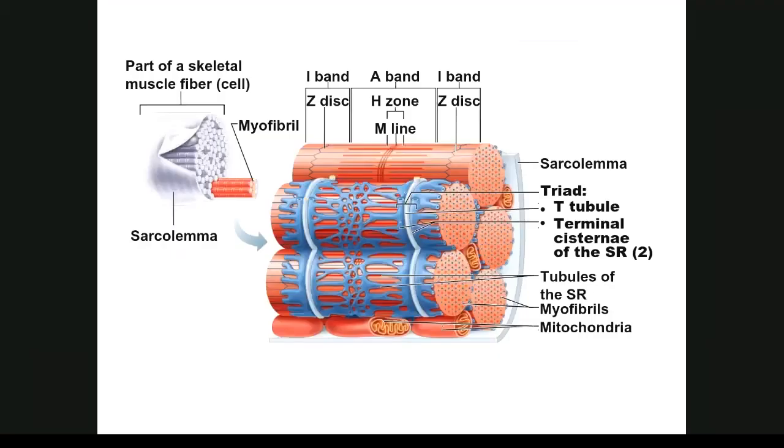Now, we also have T-tubules here that are attached to the sarcoplasmic reticulum, and they respond to waves of electrical force and let the calcium out. When the calcium is let out, then the troponin and tropomyosin are moved out of the way and allow cross-bridging.